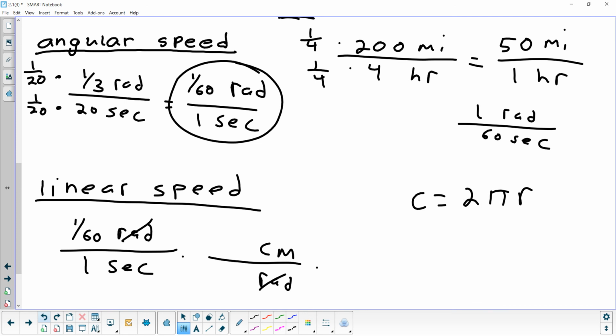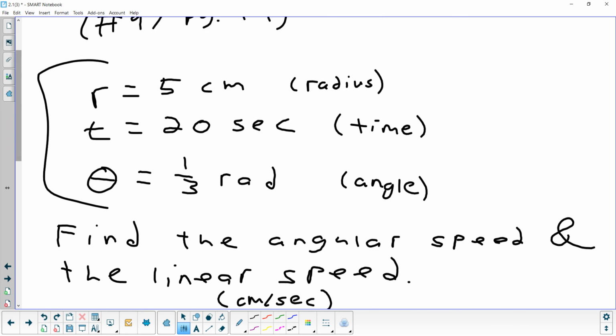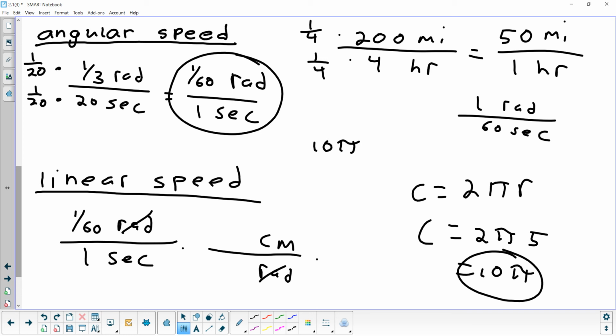Okay. So in our case, hopefully I wrote down a radius up here. Good, I did. The radius was 5. 2 pi times 5 is 10 pi. So I know that there are 10 pi centimeters in 1 revolution.